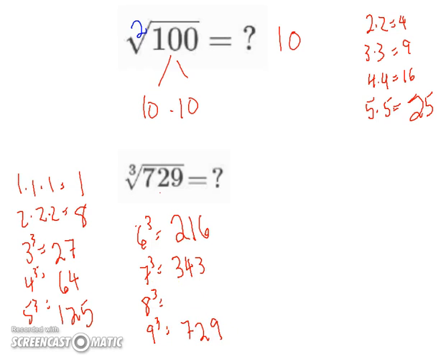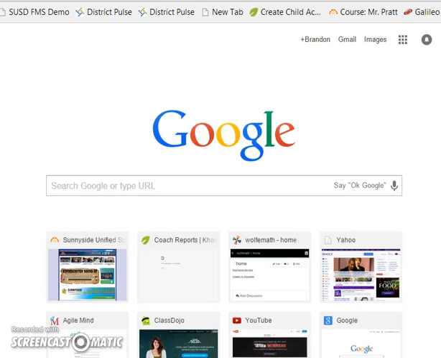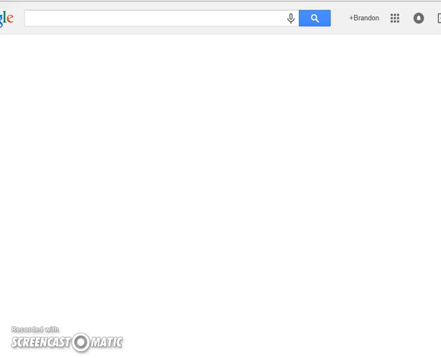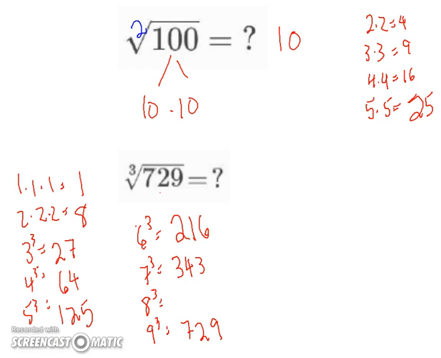But 8 cubed, I do need to go ahead and use a calculator. So for me, it's just how many times I've used them. So if it's a very common thing, then I'll probably remember it. 512. Okay, so all I did was put 8 caret 3 into Google. I typed in 8 and then a caret and then a 3. I got 512. So that means 8 cubed is 512.